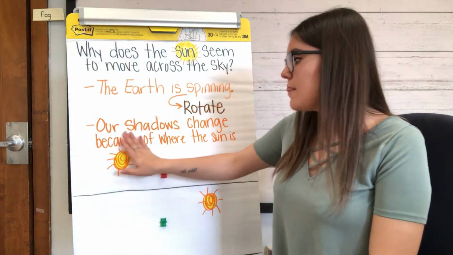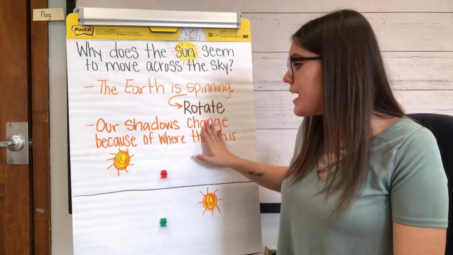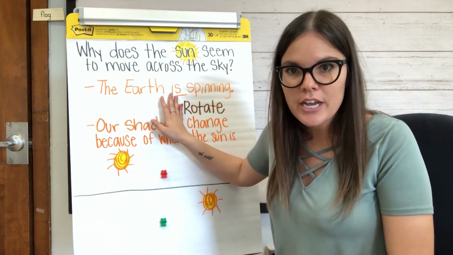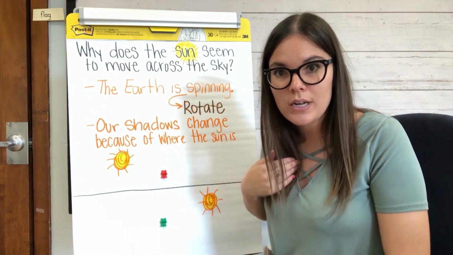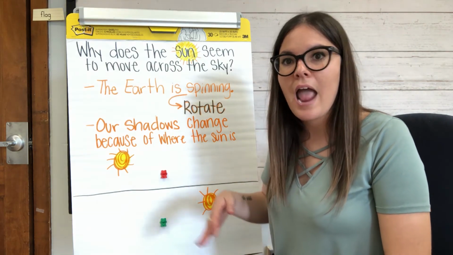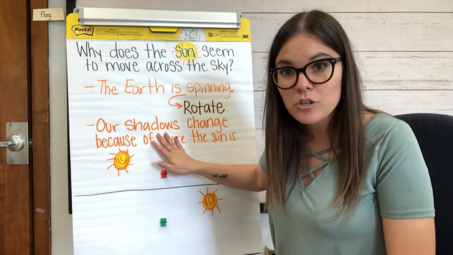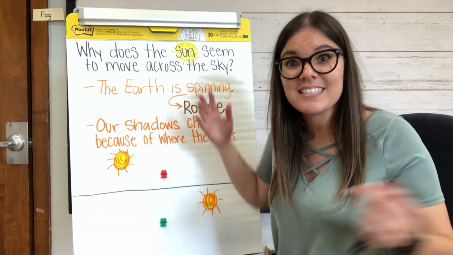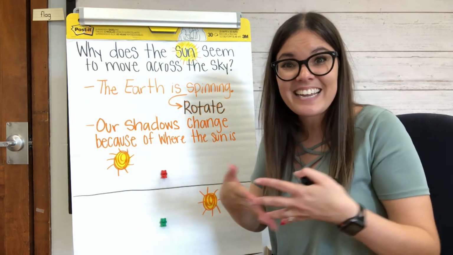And we learned that our shadow changes because of where the sun is. Now we know that the sun changes places because we're the ones spinning, or rotating. And the reason why we have different shadow shapes, and why our shadows change, is because the sun is in different places. So they connect together.